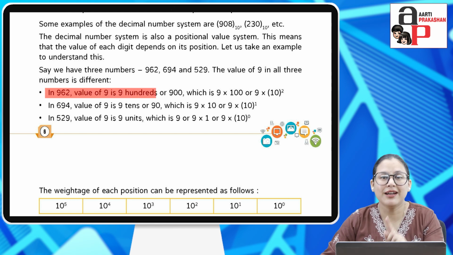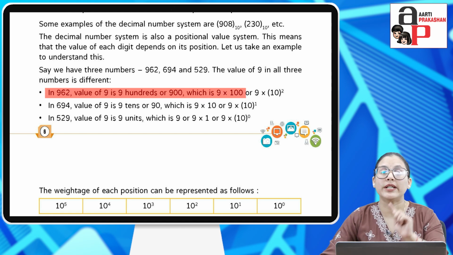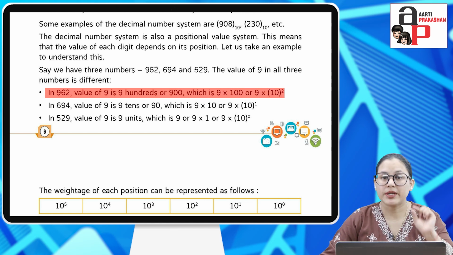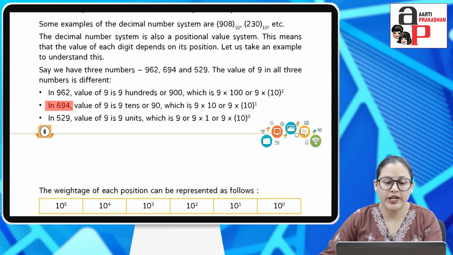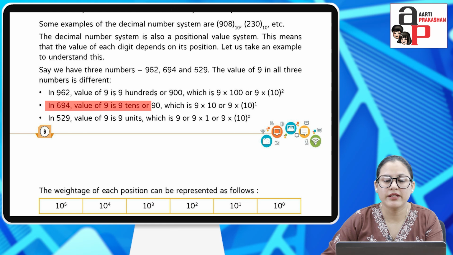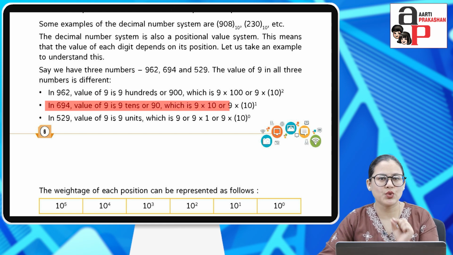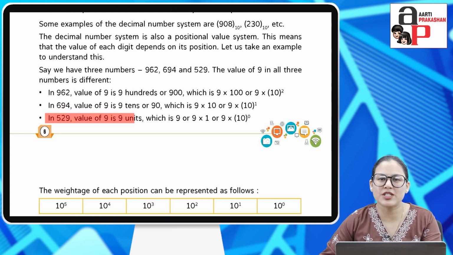Because 9 is at the 100 place, you can also write it as 9 into 100, or 9 into 10 raised to the power 2, because 10 raised to the power 2 is 100. Then in 694, the value of 9 is 9 tens, because 9 is at the tens place. Or you can write 90, which is 9 into 10, or 9 into 10 raised to the power 1.